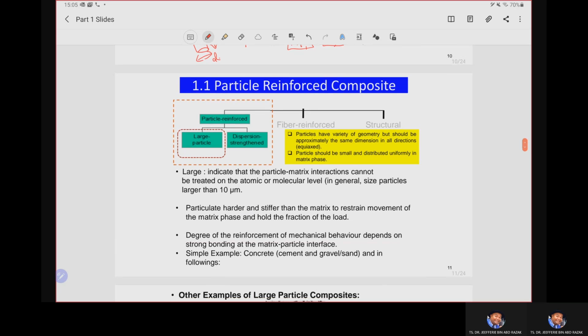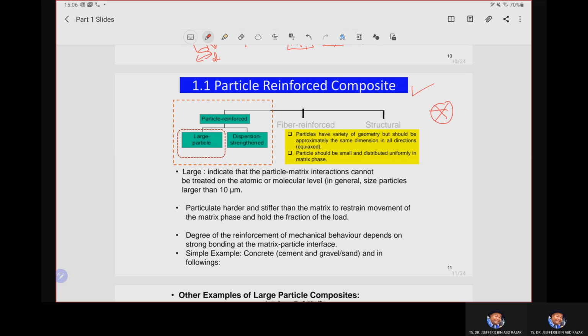So the discussion in this slide and the following slide will be organized according to the classification scheme in the previous slide. Okay, so we will start first with the particle reinforced composite. As we understand here, the particles are equiaxed, having similar dimensions in all directions, and the particles should be small in size and distributed uniformly in the matrix phase for a better composite strengthening mechanism.